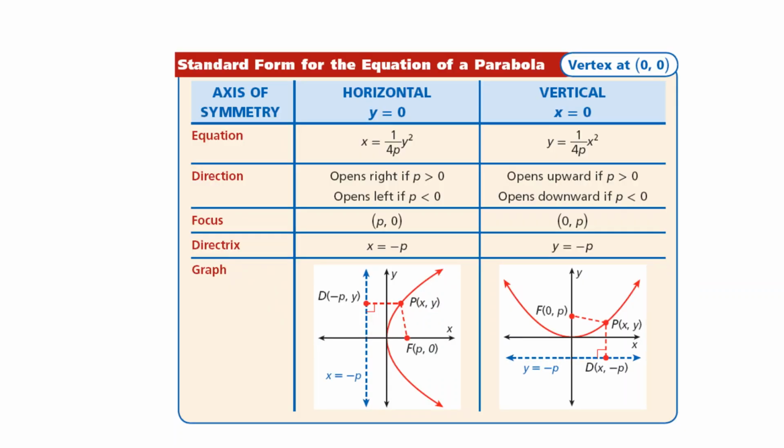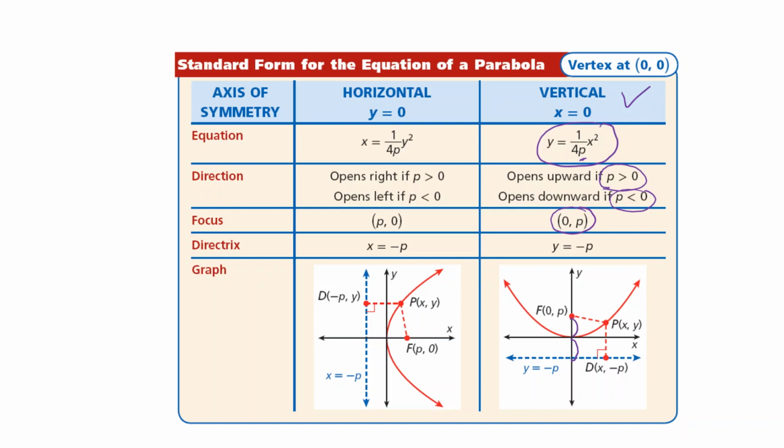Take a look at this chart. Let's look at the vertical first because that's what we're most used to seeing. Y equals 1 over 4p times x squared. Remember, this little p represents the distance from our focus to the vertex and also from our vertex to the directrix. It opens upward if p is greater than 0, and if p is less than 0, it's going to open downward. Our focus for the parent function is going to be at (0, p), and the directrix is going to be at y equals the opposite of p, just like what we were doing a minute ago on our other problems.